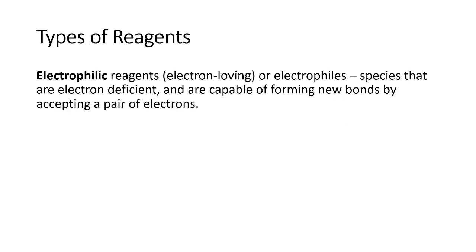For another type of reagent, we actually have what we call here the electrophilic reagent, or electron loving reagent, or our electrophiles. These are species that are electron deficient, capable of forming new bonds by accepting a pair of electrons. So if our nucleophiles are electron rich, when we talk about electrophiles, these are what we call electron poor atoms or group of atoms, meaning molecules.